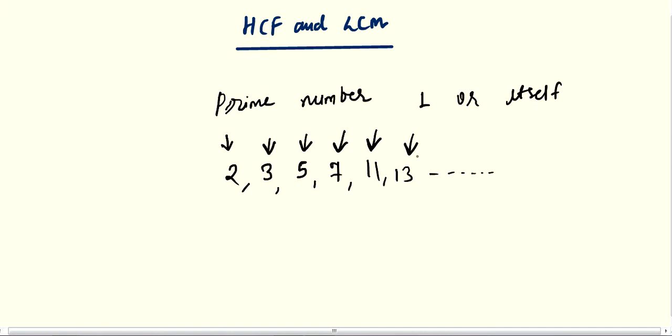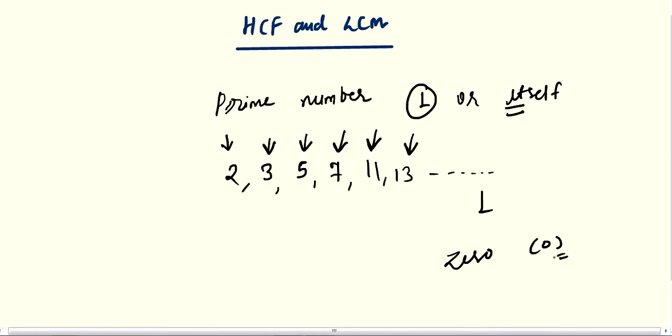So prime number means what? A natural number that is divisible by 1 and itself is known as a prime number. So 1 is a factor of every number, then every number is a factor of itself, then 0 cannot be a factor of any number.